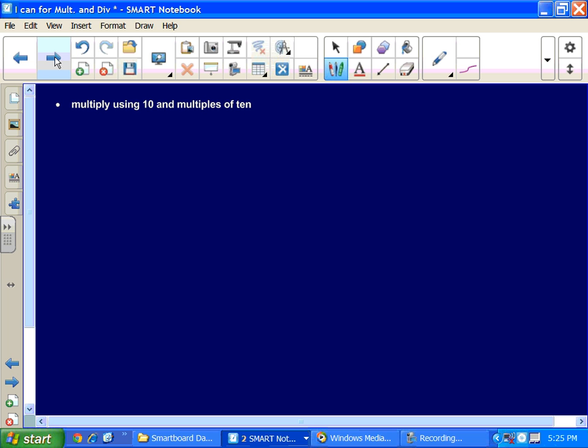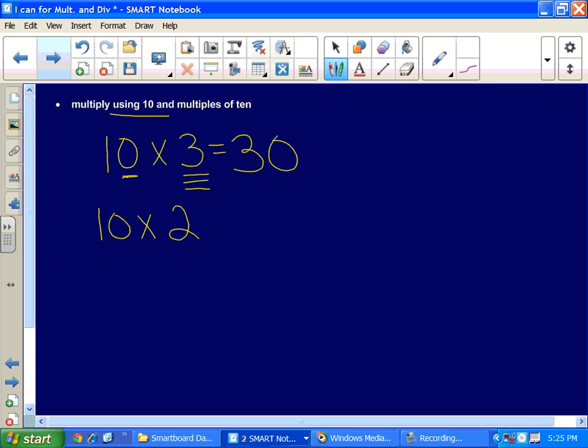Real quickly, with multiplying using 10 and multiples of 10, just a quick refresher. When we multiply using 10, the pattern is that the number that we multiply by 10, in this case 3, we write that digit and then put a 0 behind it. That goes for any number we multiply by the number 10. So if I had 10 times 27, 27, put a 0 behind it.